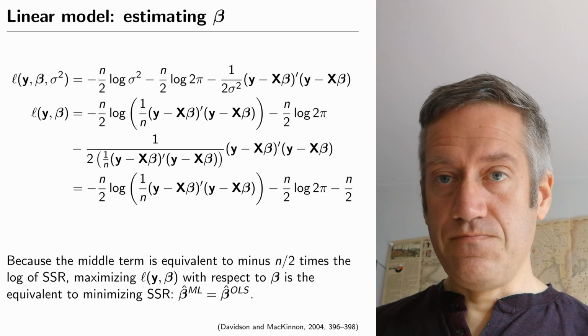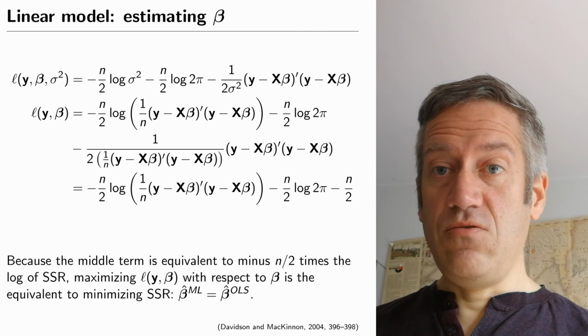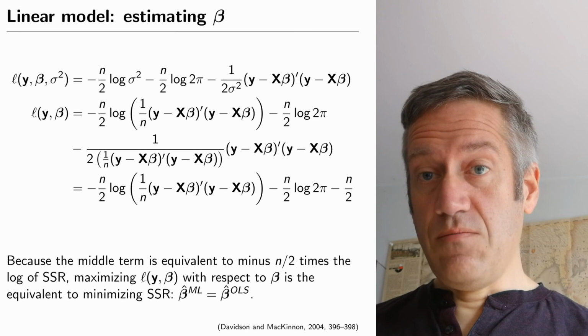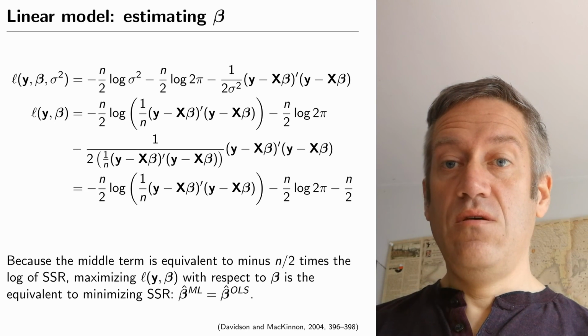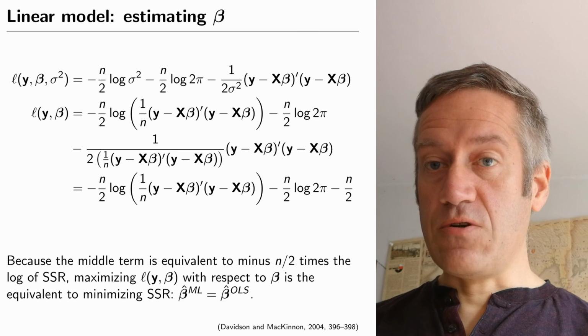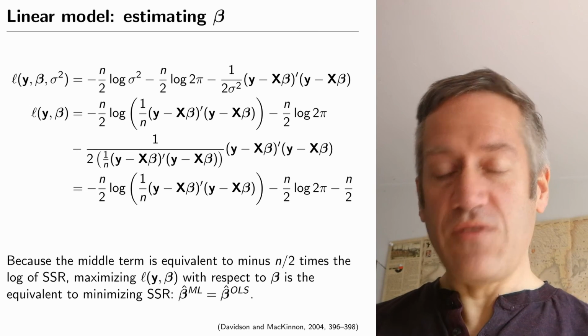They are identical. So a maximum likelihood estimate of the linear model will give the same beta values, but it will give a slightly biased but consistent estimate of the error variance.